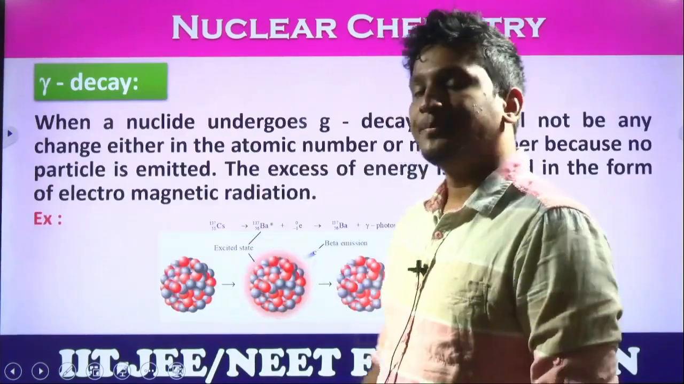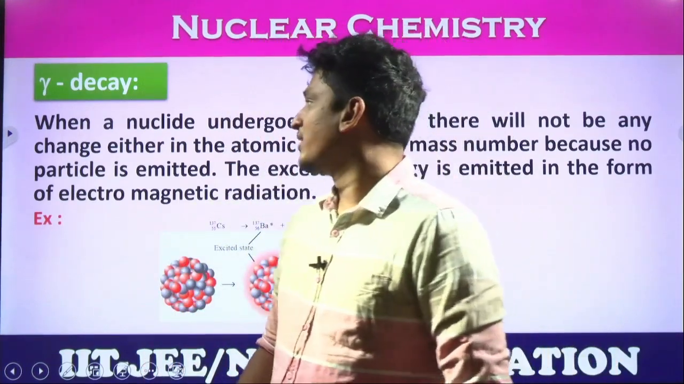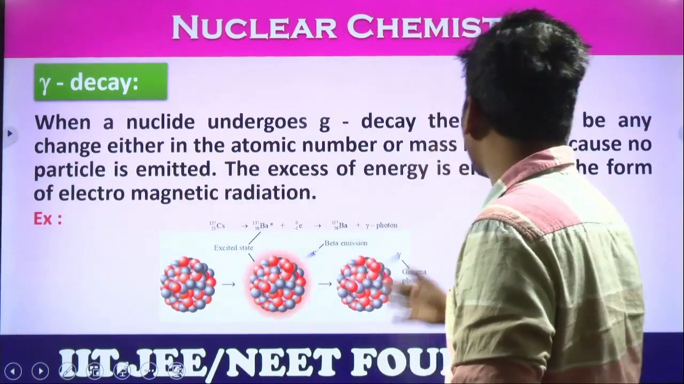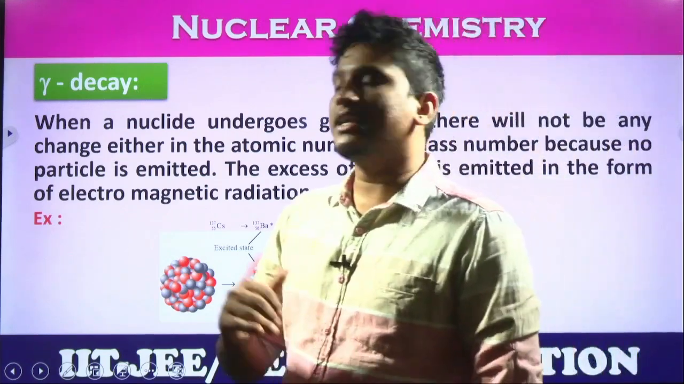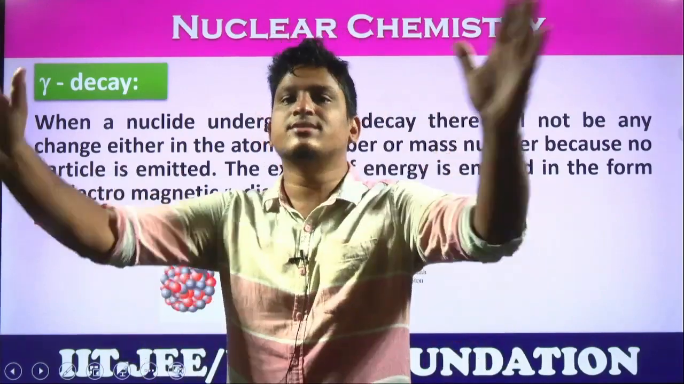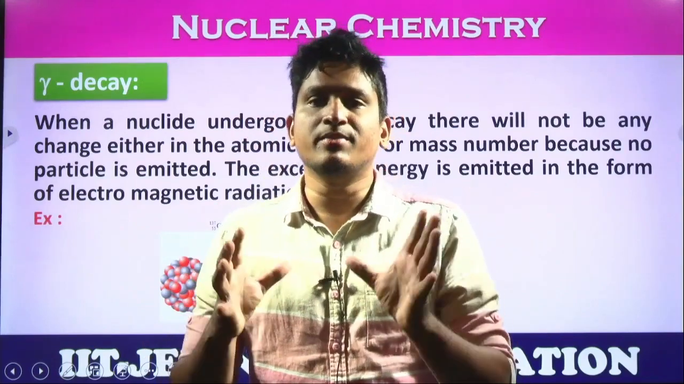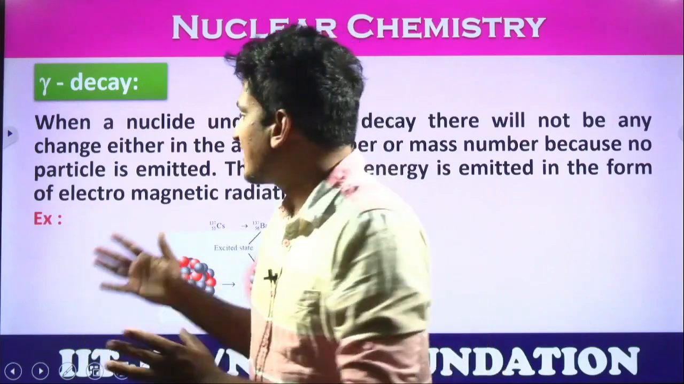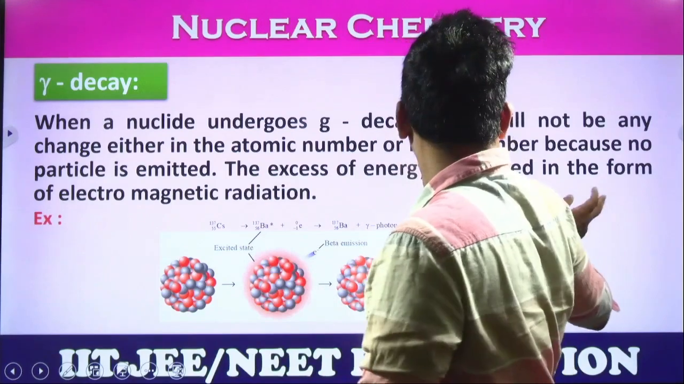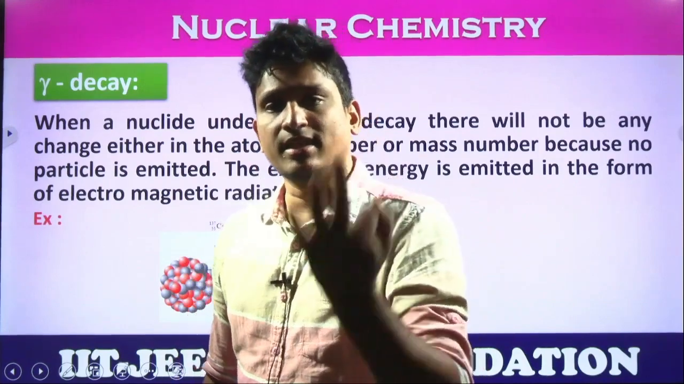So next, gamma emissions. Gamma emission, as you already know, is high energetic light radiation, yes or no. When a nuclide undergoes gamma decay, there will be no change in either atomic number or mass number because no particle is getting emitted. What is happening during gamma ray emission? The excess energy is getting released from the nucleus. Understood? In the previous video also I explained, students, high energy means instability, low energy means stability. So excess energy is released in the form of gamma rays, emitted as electromagnetic radiation. So that is gamma ray emission. These are alpha decay, beta decay as well as gamma decay.